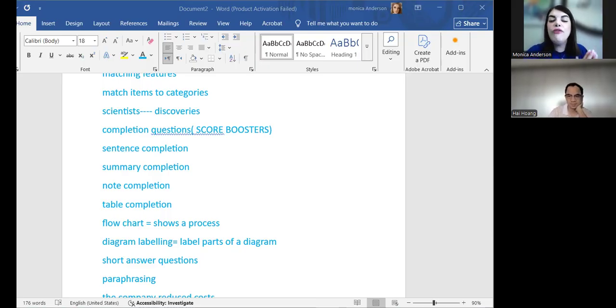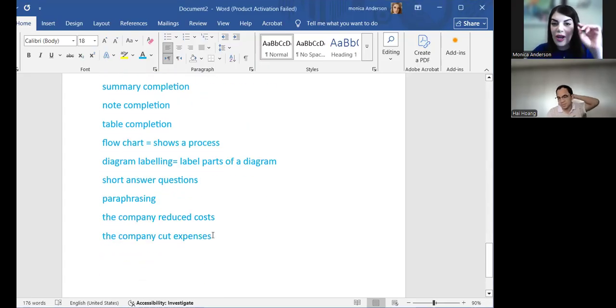Then, compared to something like true, false, not given, there are fewer trick answers because they are exactly the same words. True, false, not given is really confusing, but this one is not. So you can easily answer. And of course, this one is really important. I want you to note it somewhere.